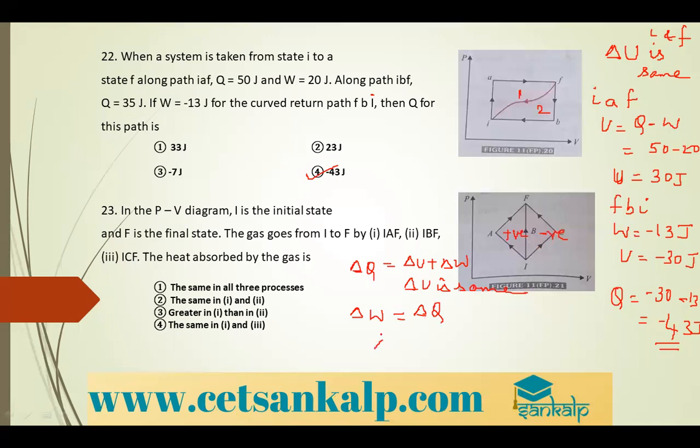So delta Q of IAF is greater than delta Q of IBF. IAF is path 1 and IBF is path 2. Since the work done is what decides your delta Q, it is greater in 1 than in 2. So option 3.